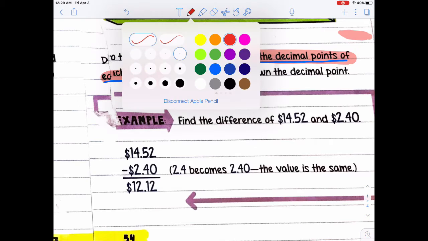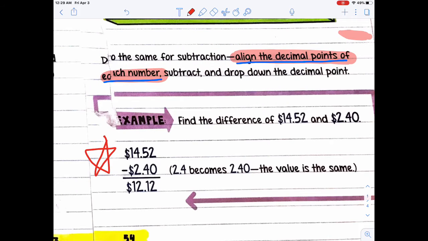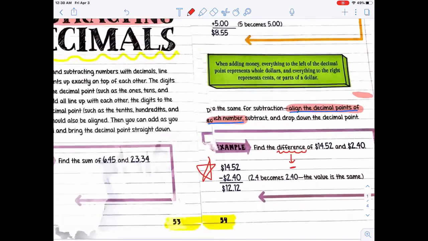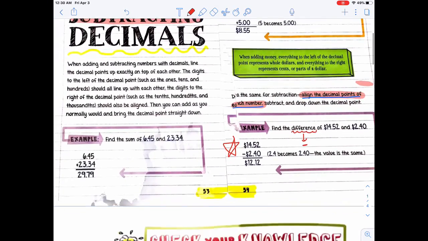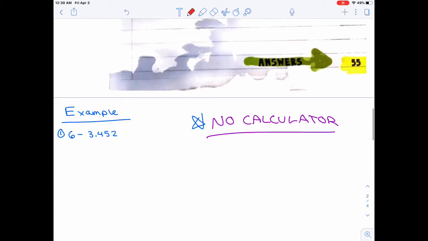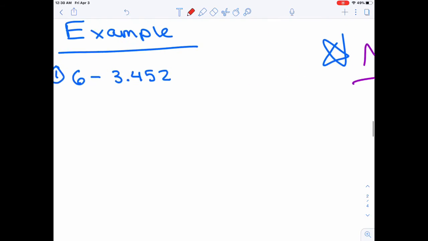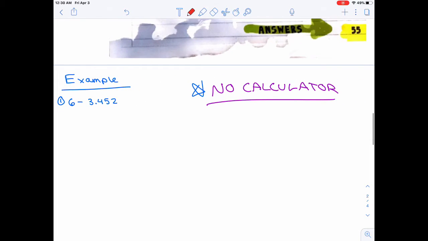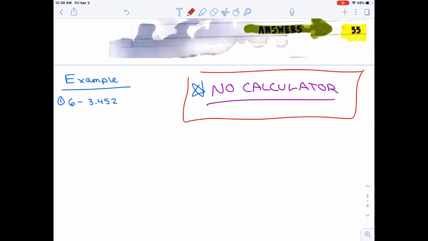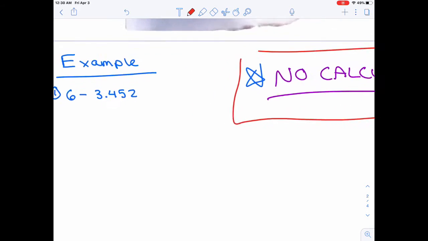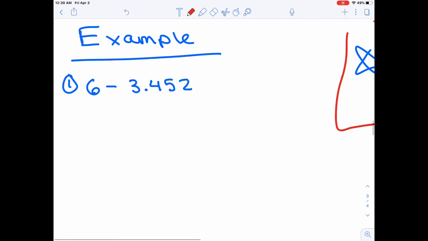So down here, they have an actual example that they worked out for you. Remember that word, find the difference. That just means you're subtracting, okay? But I will go ahead and let you guys look over that one on your own time. And we're going to do one quick problem together here, just so you have one example. And again, you are not using any calculators for these problems, okay? So if this was our example, we have 6 minus 3.452.